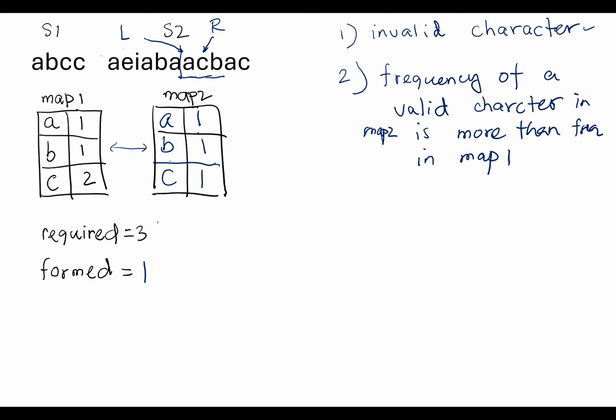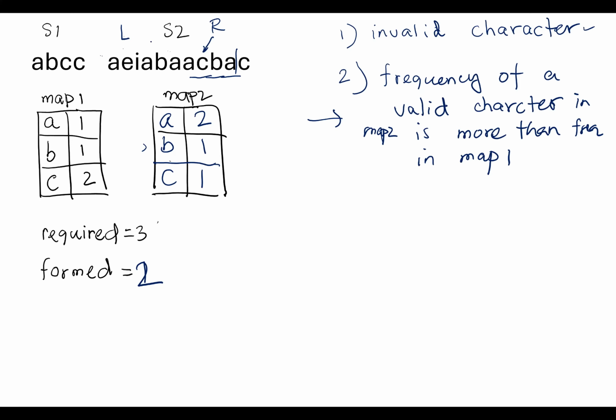Okay, so now you see B matches, right? The number of B matches. That means we have found 2 of the characters. Next, we expand. You see now this one becomes 2. Mismatch. So this window is not valid anymore, right? Because we have hit the second condition, we have to try to shrink the window to make it valid.